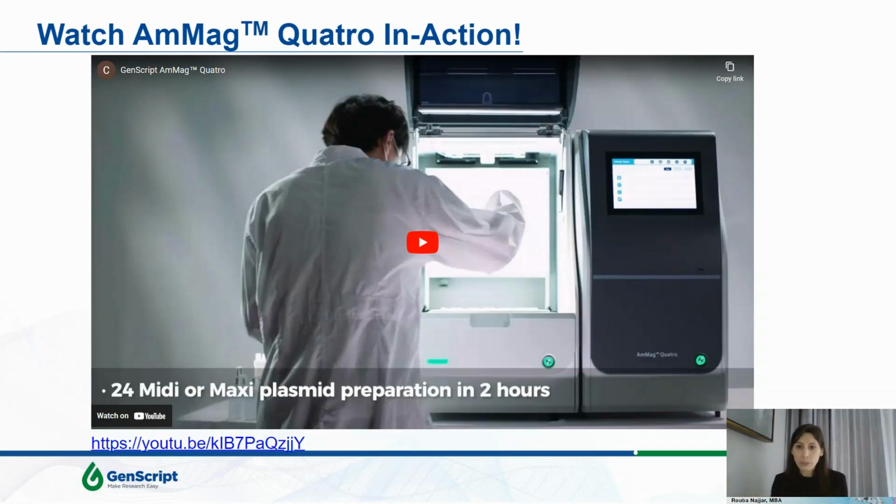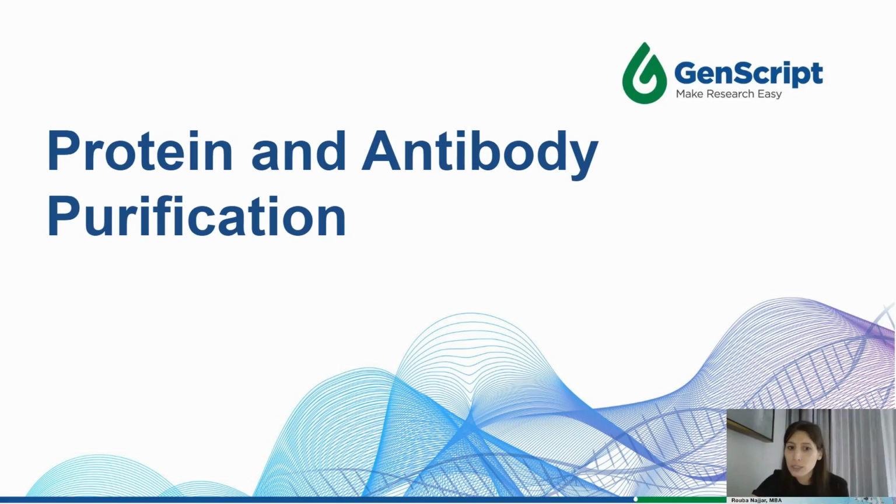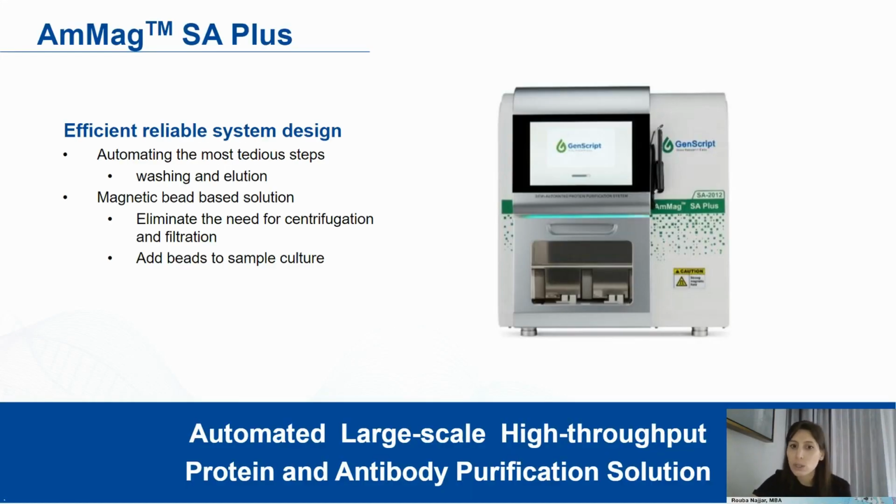With that, I'm going to switch topics, and now I'm going to be talking about our protein and antibody purification solutions. So we have a very reliable and very efficient instrument that enables users to automate up to 12 samples at a time, either for protein or antibody purification. What's really nice about it is that it's extremely quick, extremely efficient, and it automates the most tedious steps in any kind of protein or antibody purification, which of course is the washing and elution, especially when you're doing sequential elution. So this solution is also magnetic bead based.